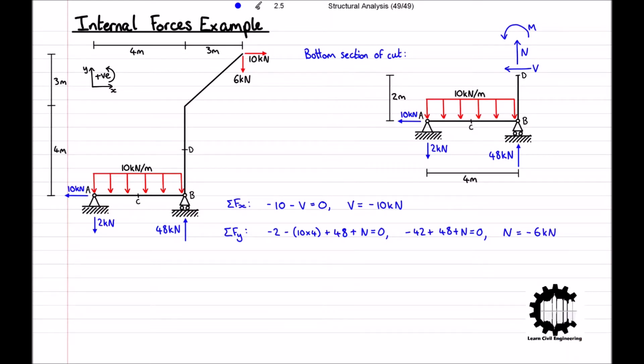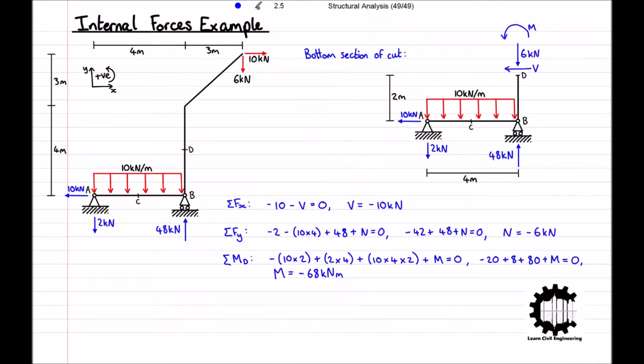And finally, taking the anticlockwise rotation direction to be positive, the sum of all moments relative to point D is equal to -10 times 2 plus 2 times 4 plus 10 times 4 times 2 plus M, which equals 0. So we can see that M is equal to -68 kilonewton meters. So we can conclude by saying at point D there is a negative axial force of 6 kilonewtons, a negative shear force of 10 kilonewtons, and a negative moment of 68 kilonewton meters.